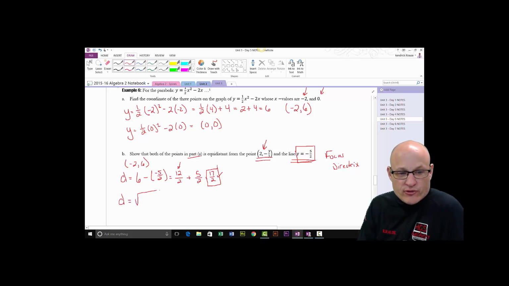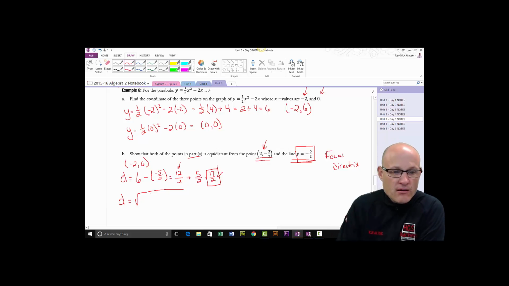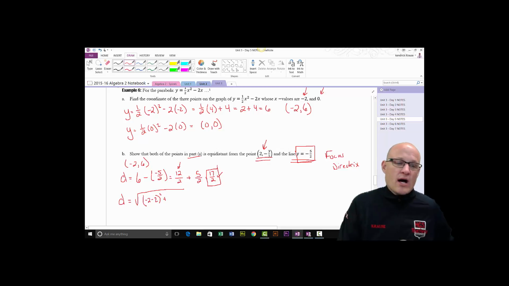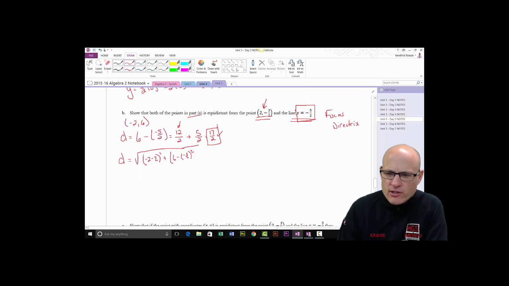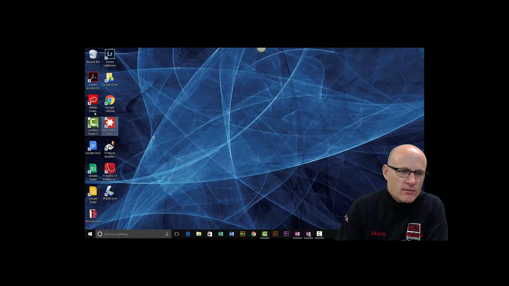The distance is equal to the square root of, now we have to do the change in x's. The change in x's are from -2 to 2. Well, how about this? -2 minus 2, maybe you don't see that's -4, squared, plus the change in the y value. So I'm going to show you this work. It's 6 minus -3/2, squared. Oh my gosh, all this difficult work. You could just type this in your calculator. In fact, we're going to be using our calculator anyway. Might as well.